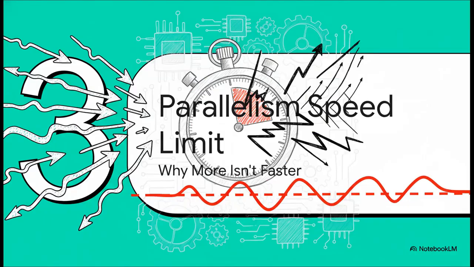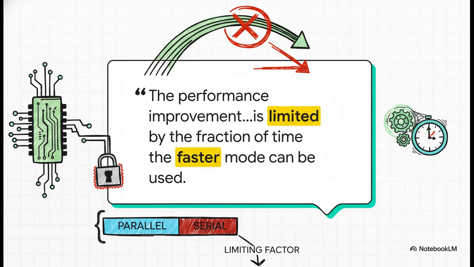So problem solved, right? We just keep adding more and more processors, and our programs get faster and faster forever. Well, not so fast. It turns out there's a catch. There's a fundamental speed limit to all of this. And that limit is defined by something called Amdahl's law, from the computer scientist Gene Amdahl.